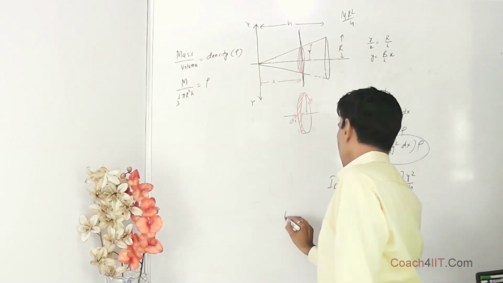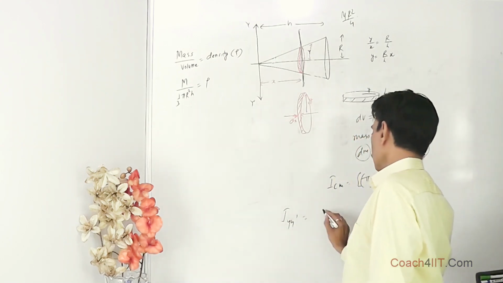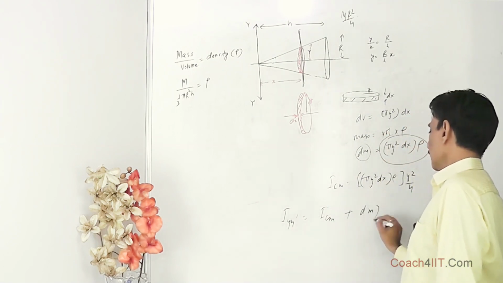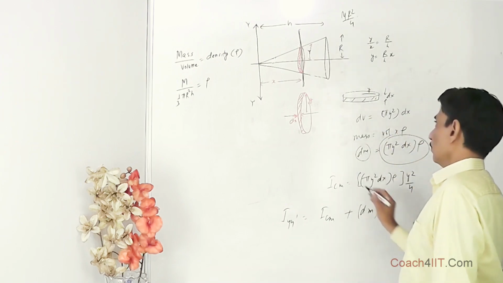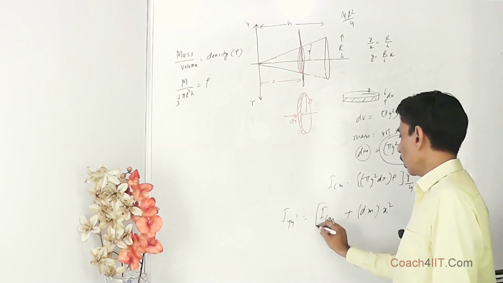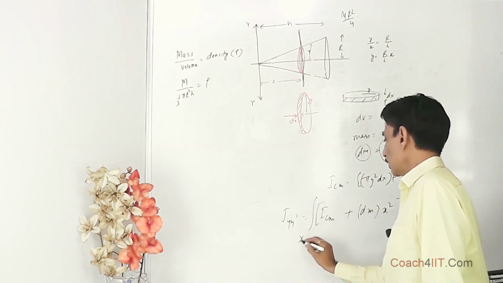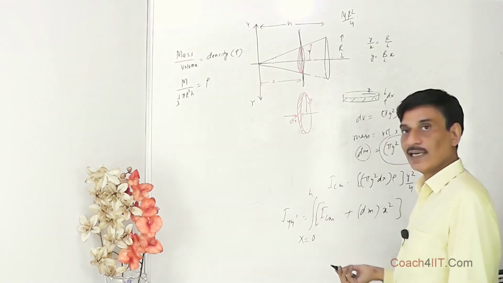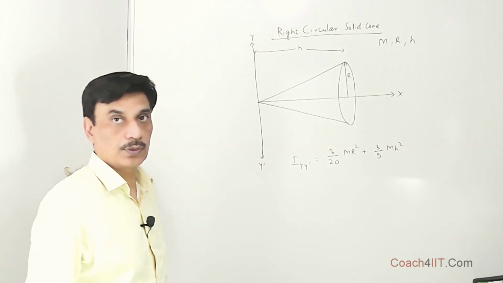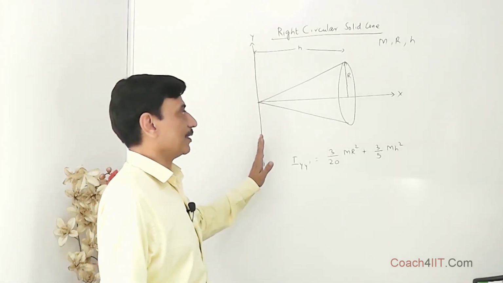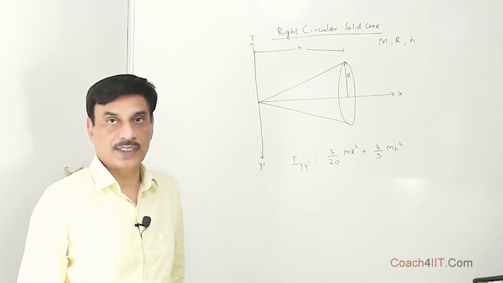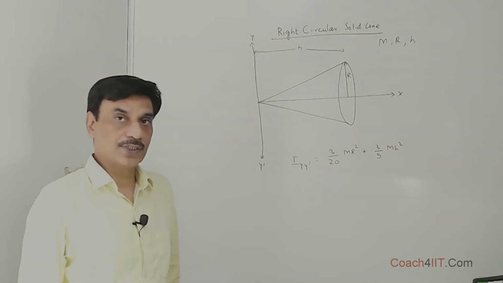If you want to find it about I y dash, it is going to be I CM, what we have found over here, plus the mass of this disk into x square. That is what we do. And then we will integrate this whole thing from x equal to 0 to x equal to h, and we'll get the answer. So the moment of inertia of a right circular solid cone about this axis comes out to be 3 by 20 m r square plus 3 by 5 m h square. So this is the moment of inertia of a right circular solid cone.